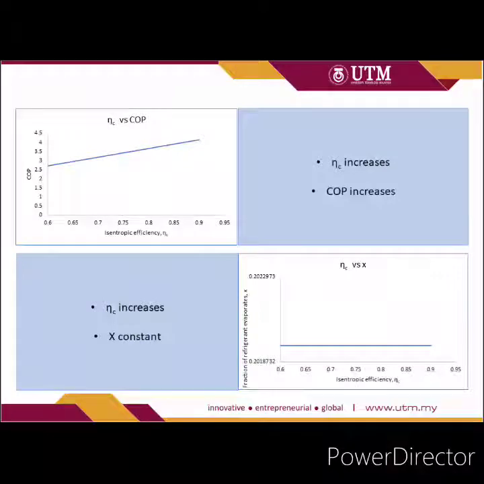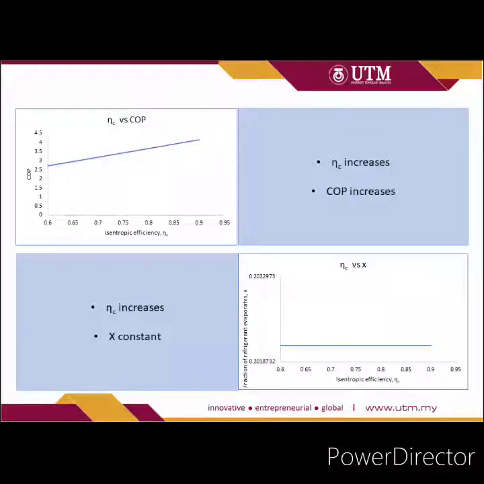Next, we go to the third graph, which is isentropic efficiency versus coefficient of performance. As we increase the isentropic efficiency from 0.6 to 0.9, the coefficient of performance increases. This is due to the combined effect, in which the refrigerating effect remains constant and the total work compressor decreases.